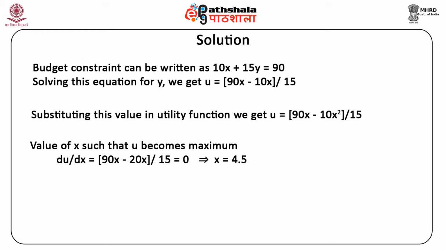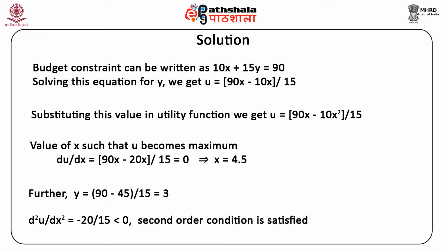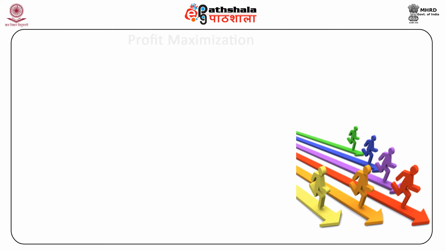We want to find x such that u becomes maximum. So, du/dx is 0 with x equal to 4.5. Further, y is equal to 3. Since the double derivative of u with respect to x is less than 0, the second order condition for maxima is satisfied. Now we move towards the last economic application, which is profit maximization.